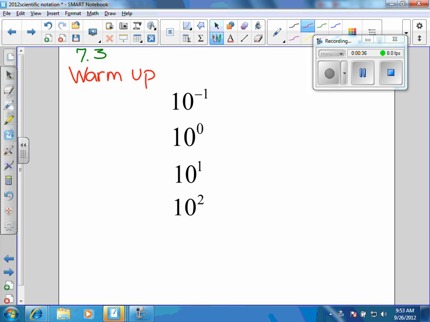Hey, Adam, what would you put down here? 10 to the third. Okay, so you can see the pattern. They're all base 10. So remember that the base is the big number, and then the exponent is the superscript, the small number. And you can figure out some of these with mental math.